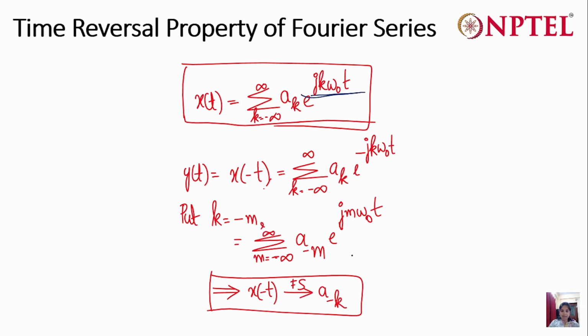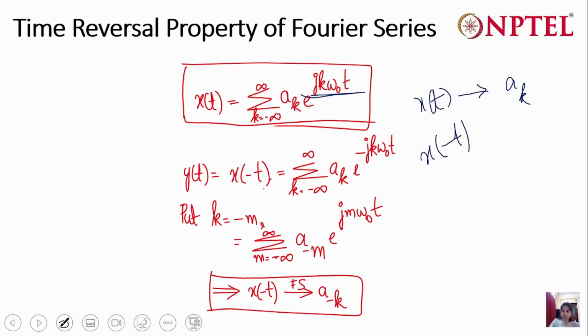So now this entire formula changes to summation m is equal to minus infinity to infinity. I have put k as minus m, right? So instead of ak, I will be getting a minus m e power j m omega naught t. So if the Fourier series coefficient of x of t was just ak, for x of minus t, it will be a minus k.